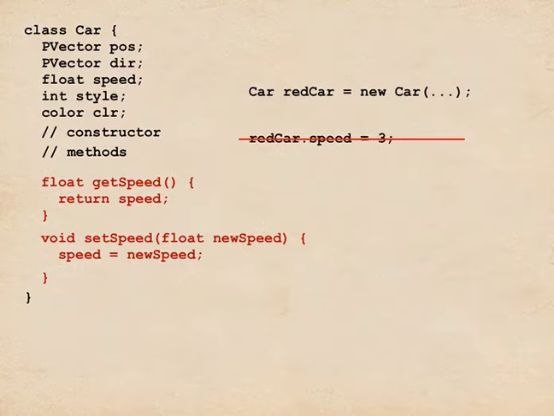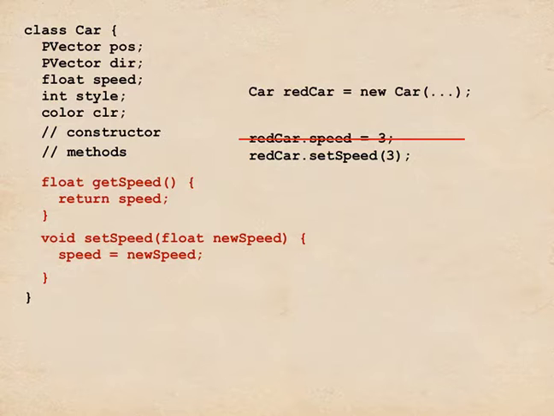Using these, I can now set the value of speed by calling the method setSpeed. So now, rather than reaching into redCar and setting the value of speed directly, I'm sending a message to redCar, and I'm telling it, I want you to set the value of speed to 3. Now you might be wondering, what's the advantage here? We've just written 2 new routines, we've just made things a lot more complicated.